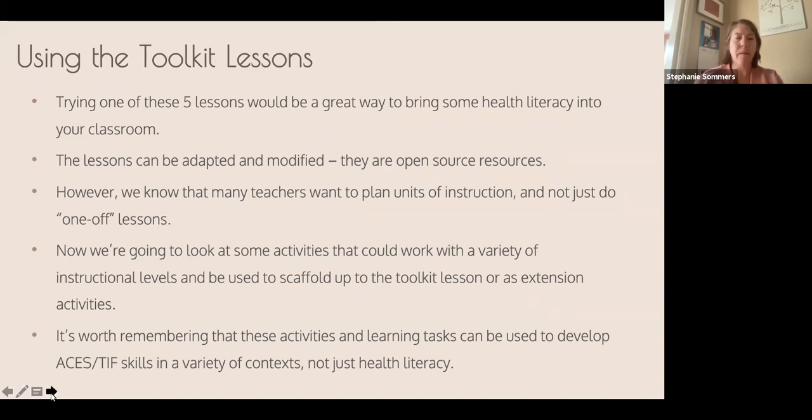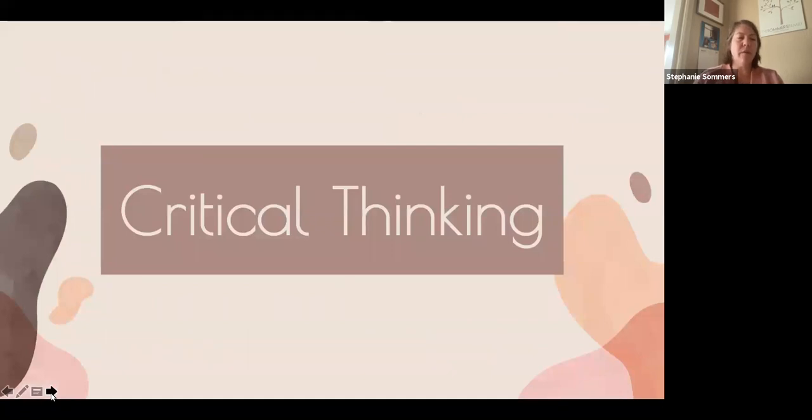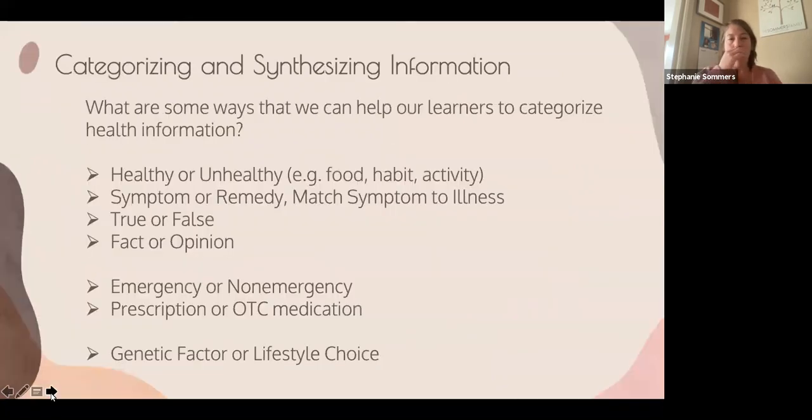context areas, okay? So an important area from ACES TIF is critical thinking. That's one of our categories. And one of the sub-skills, I guess, under critical thinking is categorizing and synthesizing information. And so I was thinking about what are some ways that we could help our learners to categorize health information. So for example, they could sort or determine what is healthy versus unhealthy. And that might be a food or a habit or an activity.